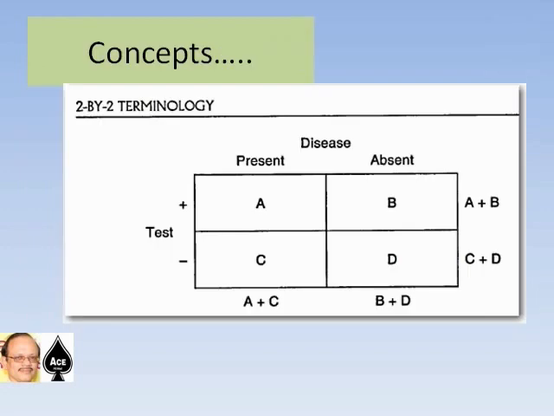So the concept is 2 by 2 terminology. The disease is present, test is positive is A. Disease is absent, test is positive is B. Disease is present but the test is negative is C. Disease is absent, test is negative, it is D. The sum of people who had the disease is A plus C. The sum of the patients who do not have the disease is B plus D. Sum of people who had the test positive is A plus B. Sum of the people who had the test negative is C plus D.